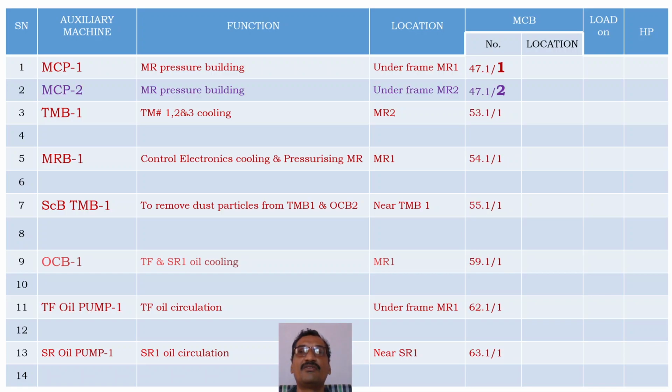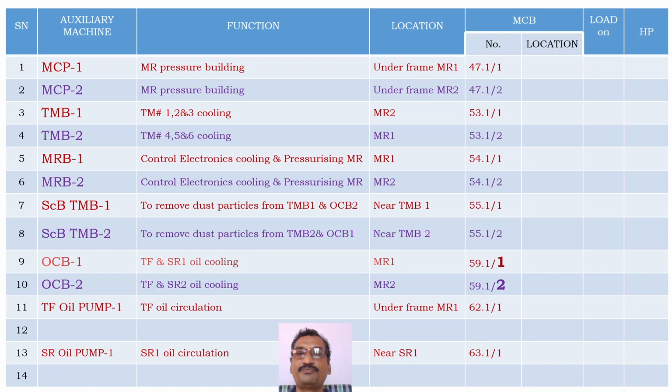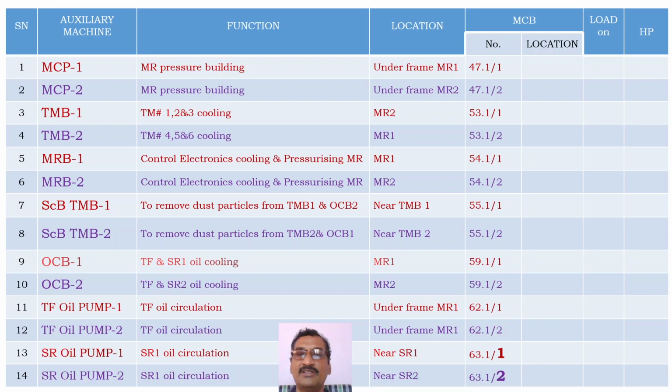Similarly, the second set also we can find. If this is MCP2, here 47.1 is common and 2 is denoted with 2. If it is MRB2, it is denoted with 53.1 by 2. Like this we can find all these: 59.1 by 2, 62.1 by 2 and 63.1 by 2, because it is the second set of machines. Okay, with this we can find all 14 machines in this table.